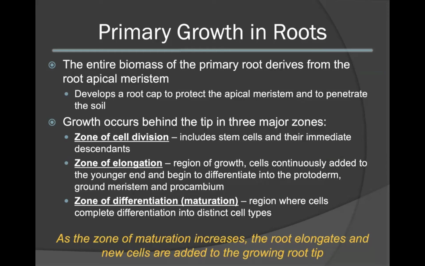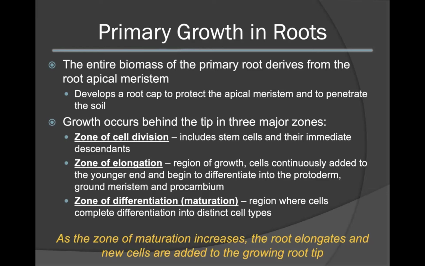Growth in roots typically has 3 major zones. The zone of cell division, which includes the stem cells and all of their immediate descendants that result from mitosis. The zone of elongation, which is the region of growth. This is when cells are continuously being added to the younger end. As they travel through the zone of elongation, they begin to differentiate into the protoderm, ground meristem, and the procambium.